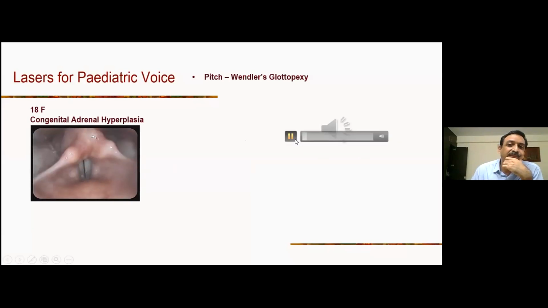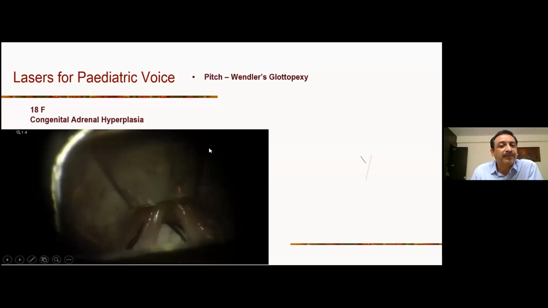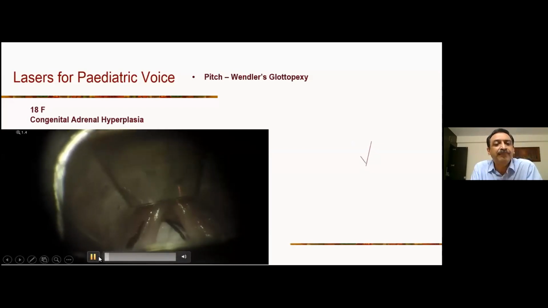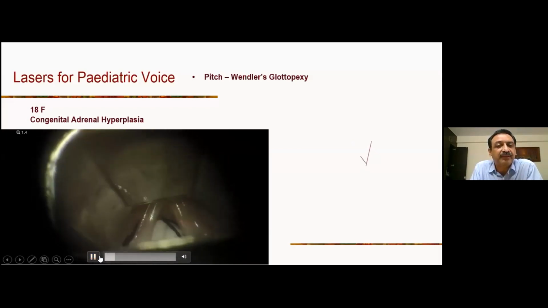So the obvious problem here, of course, is that she has too low-pitched a voice consequent to her congenital adrenal hyperplasia. And again, in these kinds of situations, our current thought is to do the Wendler's glottoplexy, which is something we'd like to do with the laser, again because of the preservation of function. So when you want to work with the laser, this is your best technique.